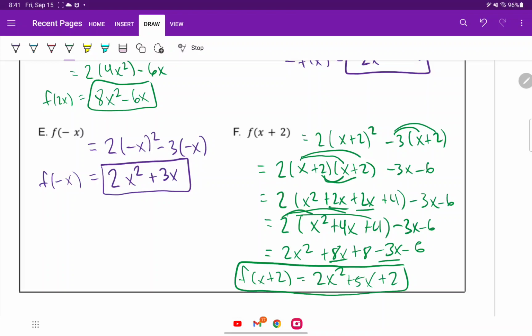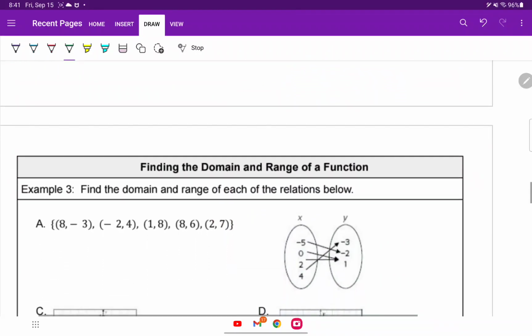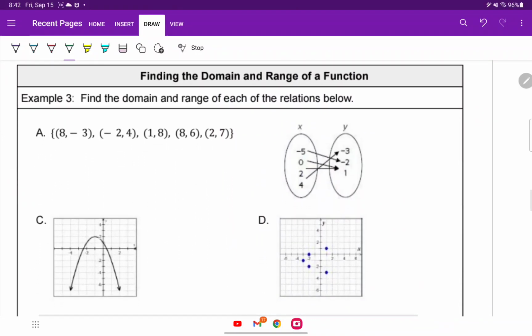All right, now we're down to the last bit of slides here. So let's go ahead and take a look at these now. And this one is finding the domain and range of a function. If you recall, the domain is going to be your x values and the range will be your y values.